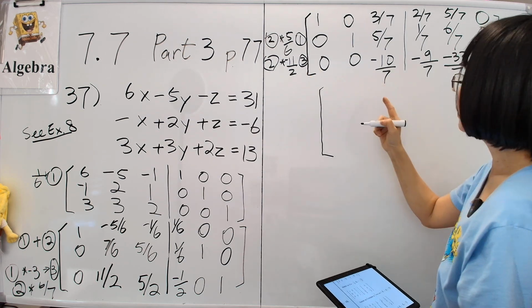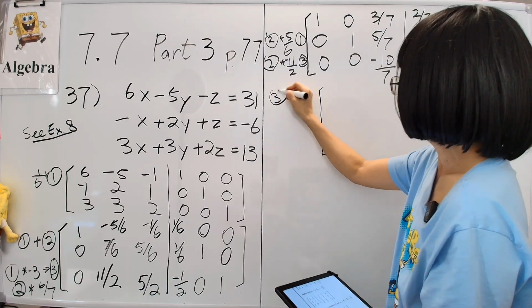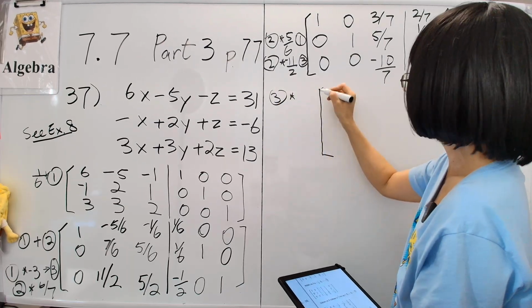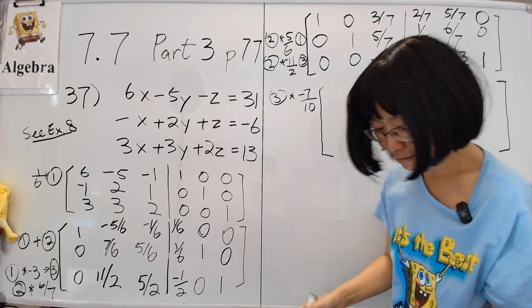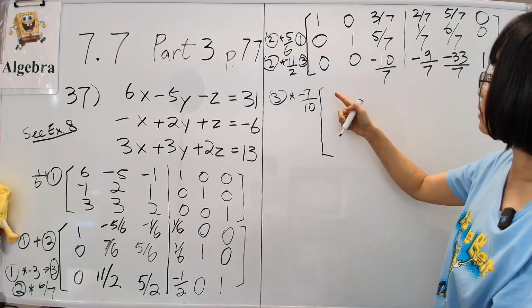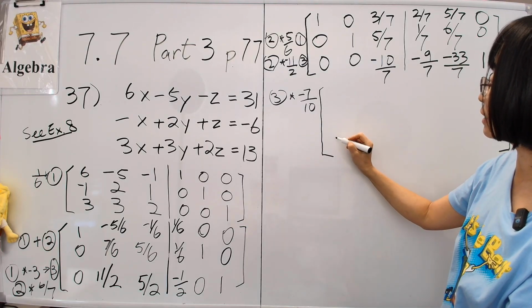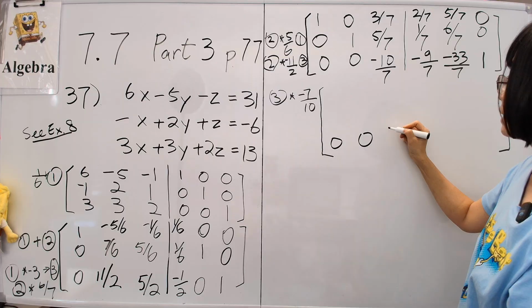Let's see. So right now we're just taking row 3. Row 3 will be multiplied by negative 7/10. That will make it into 1, right? So let's do that. Row 3 multiplied by negative 7/10. We'll write it down here. That gives us 0, 0, 1.